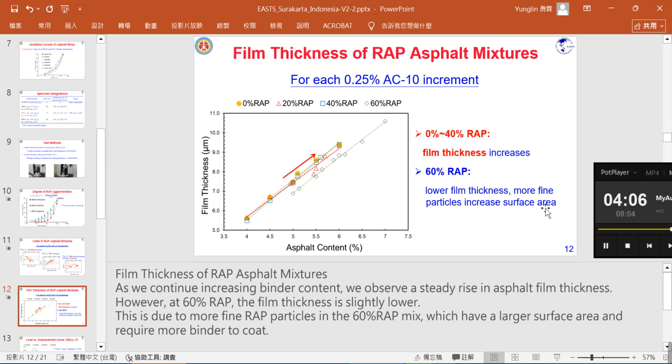Film thickness of RAP asphalt mixtures. As we continue increasing binder content, we observe a steady rise in asphalt film thickness. However, at 60% RAP, the film thickness is slightly lower. This is due to more fine RAP particles in the 60% RAP mix, which have a larger surface area and require more binder to coat.